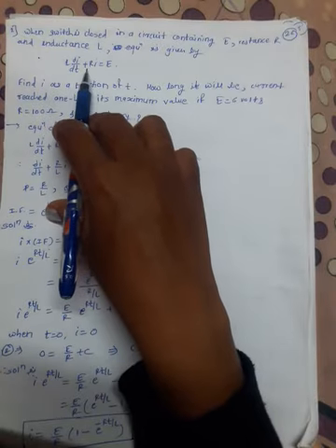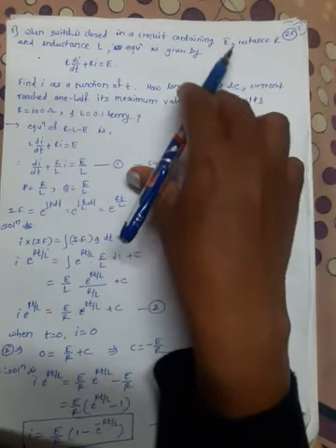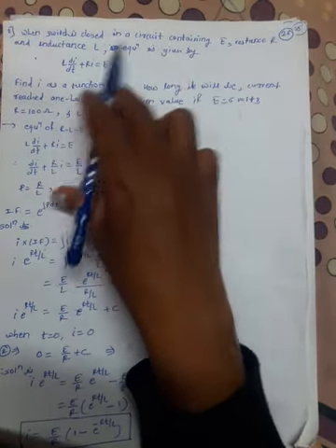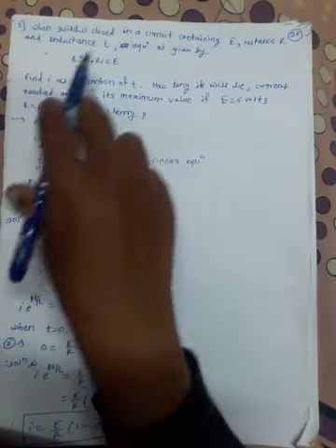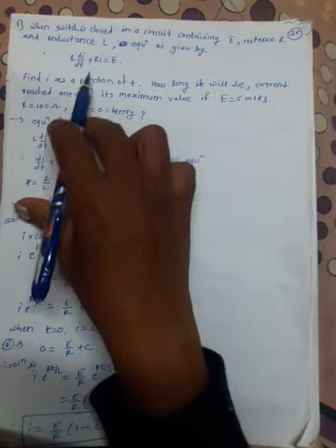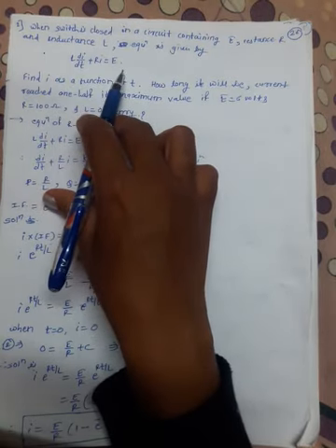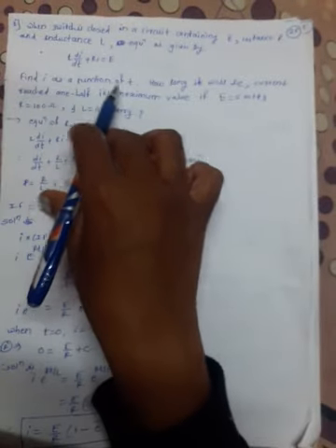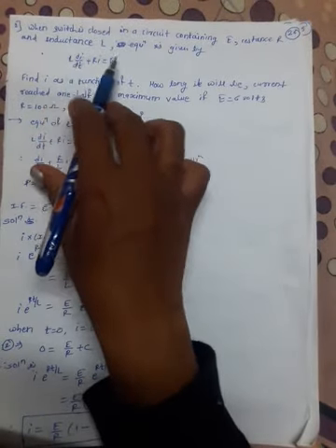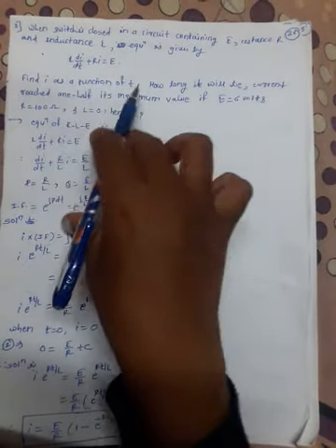It is already given in the example itself, where the circuit contains L, E, R. It is an RLE circuit. The differential equation is L di by dt plus Ri is equal to E. What is the question? Find i as a function of t. We have to find i, which means we have to solve this equation.